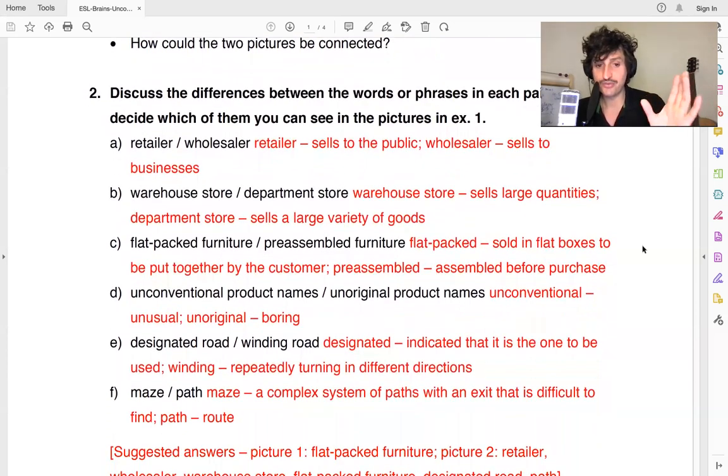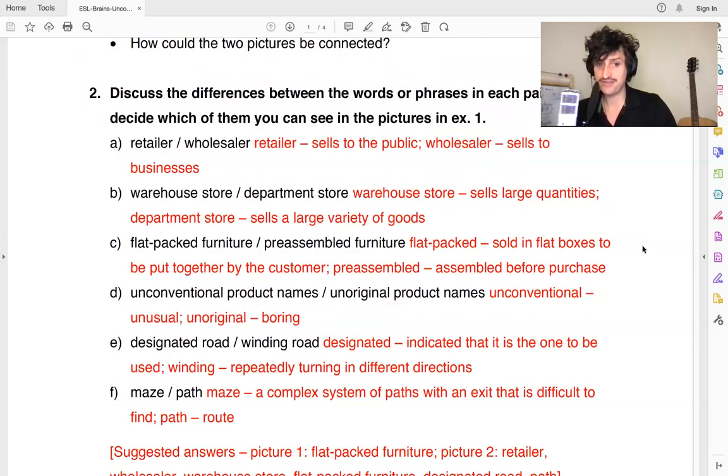All right, so we have a road. Where you travel, you have cars, like streets, those are roads. So we have a designated road. What does this mean? It means it's indicated that it is the one to be used. So the designated road means this is the one that you should use. And then we also have a winding road. The winding road is one that is kind of like a zigzag. It turns in different directions.